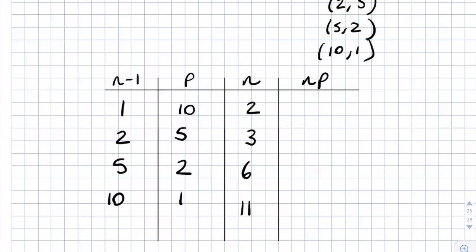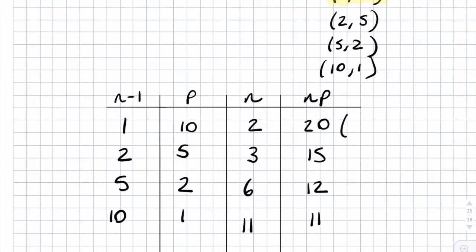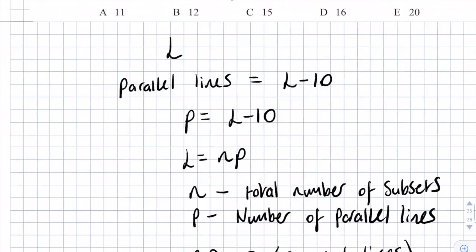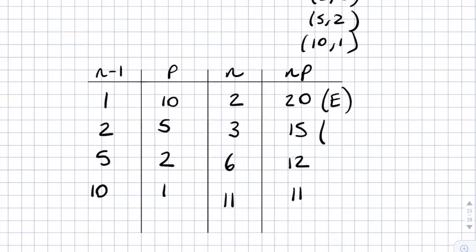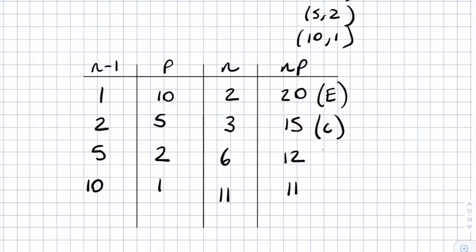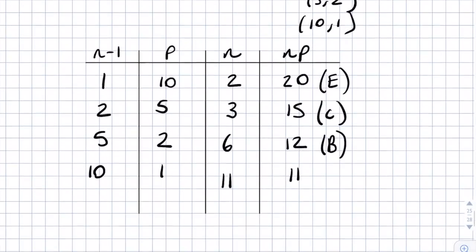Now we can work out all of the lines which intersect 10 other lines by working out the product of n and p. That's going to be 10 times 2, which is 20, 5 times 3 is 15, 6 times 2 is 12, and 1 times 11 is 11. If we look at our answers, 20 is E, 15 is C, 12 is B, and 11 is A.